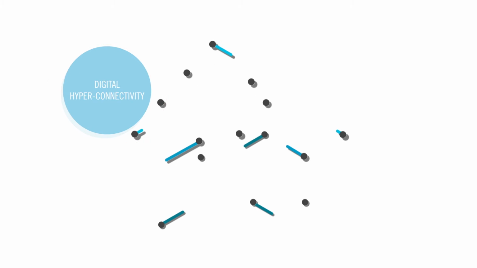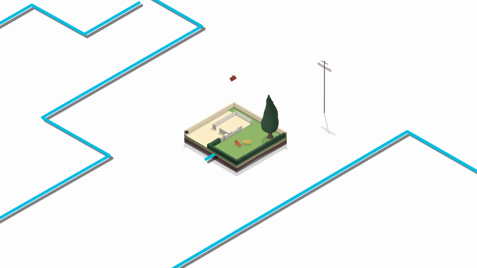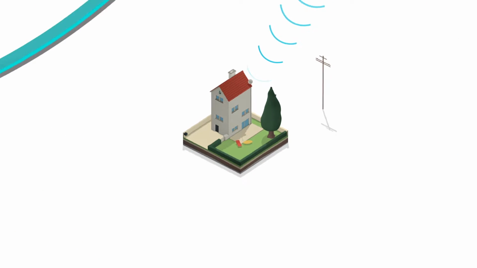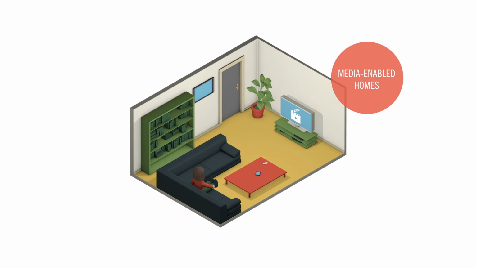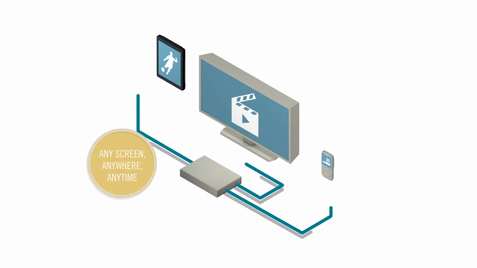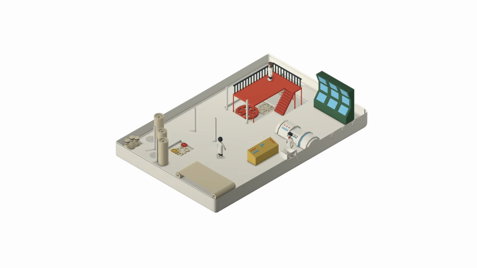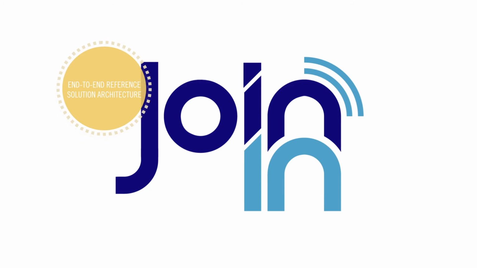Digital hyperconnectivity is changing how we live, how we work, and most importantly, how we consume media. It's transforming our homes, making them internet and media enabled, so we can enjoy premium TV content on any screen, anywhere, anytime. NAGRA, the leader in digital TV innovation, introduces Joinin, an end-to-end reference solution architecture.